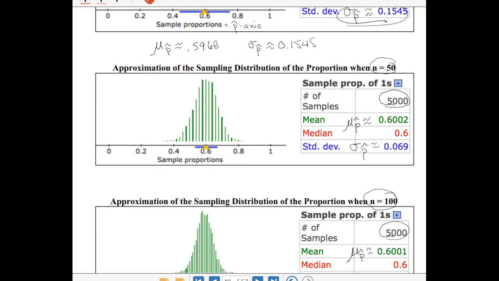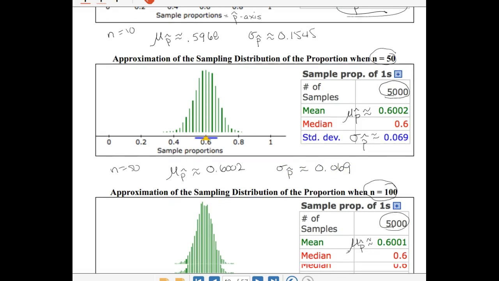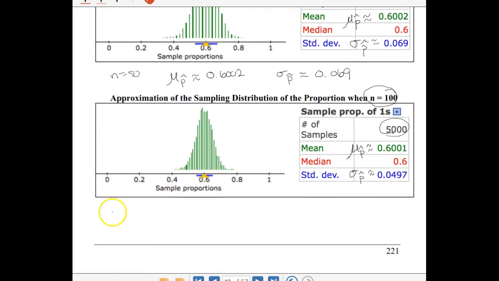Okay. When n was 10, and now when n was 50, mu p-hat was approximated with the value 0.6002, and sigma p-hat was approximated with the value 0.069. And in our final simulation, where n was 100, mu p-hat was approximated by the value 0.6001, and sigma p-hat was approximated by the value 0.0497.